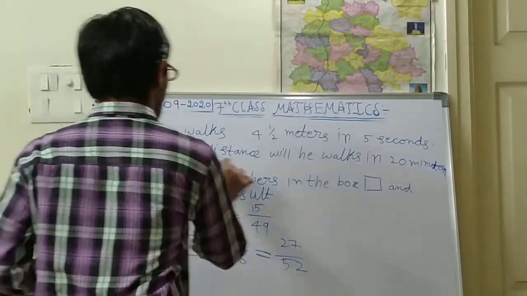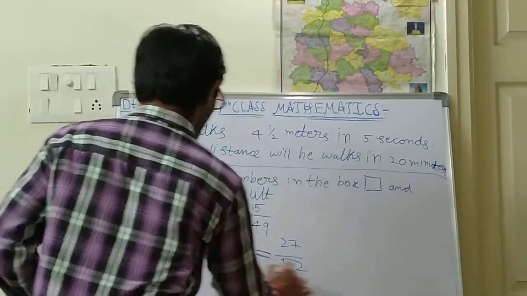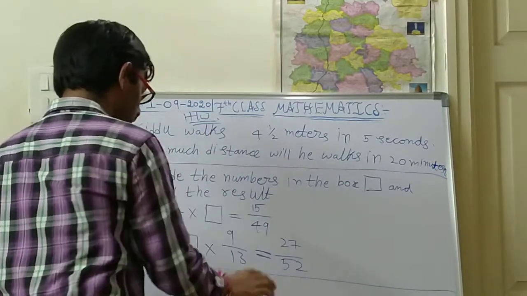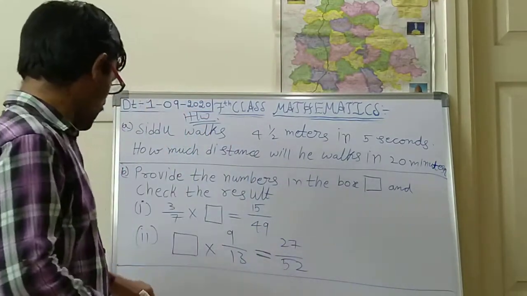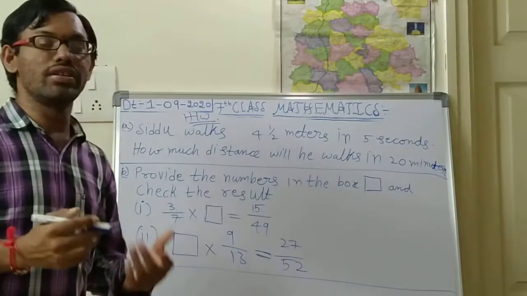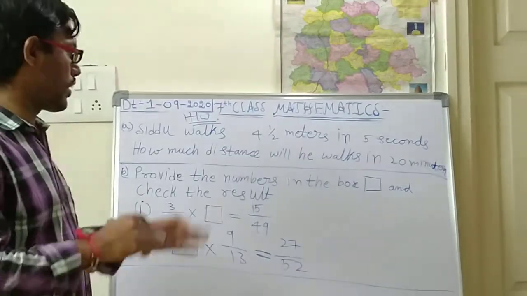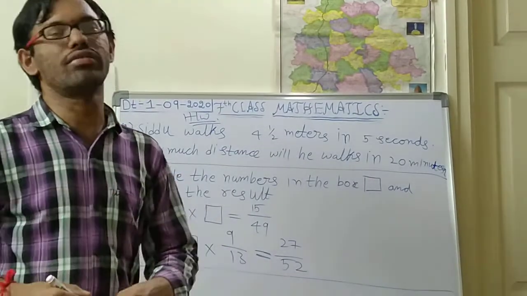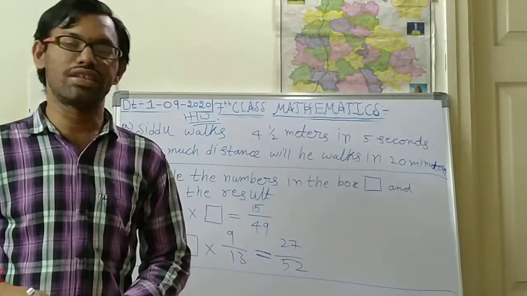These are the problems, children. These are the two problems. Try to do them as homework. I think they are very easy problems. In the next class we shall come to the division of fractions. With this, multiplication of fractions is completed. Now in the next class we shall be seeing division of fractions.